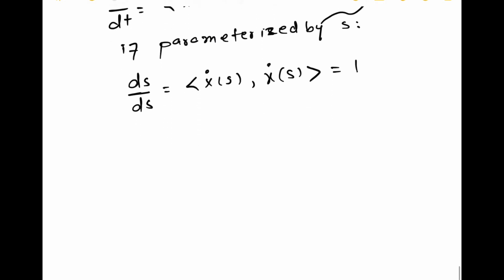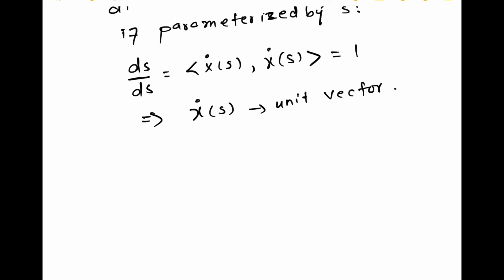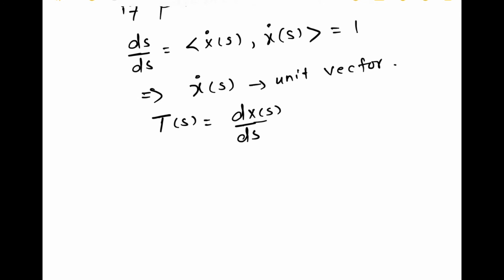So this implies that x dot s is actually a unit vector, because its dot product is 1. So let me call this unit vector the tangent vector. T, the function of s, will become dx by ds. Actually this x is representing the whole curve. So this is the tangent vector. Now if I take the derivative of this tangent vector, we call this vector the tangent vector.